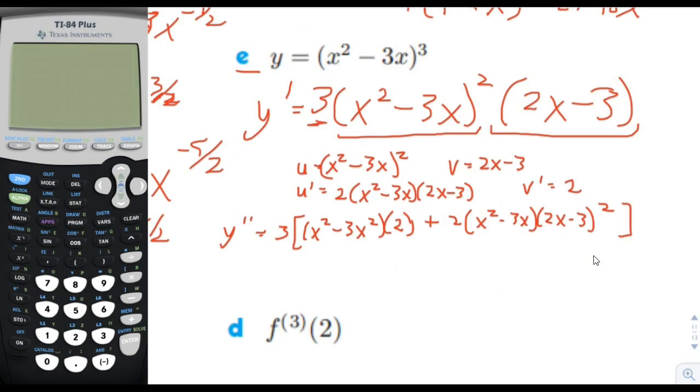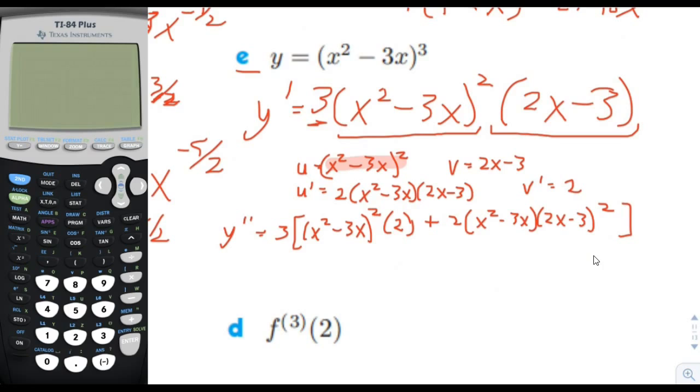Alright, and I think I wrote something wrong here, because look at that. Why is that squared? Let's look at this again. Oh, I miscopied this. I should have had that exactly the way it is. Because it's u, right? So it should be x squared minus 3x, and this should be squared, like that. Okay?